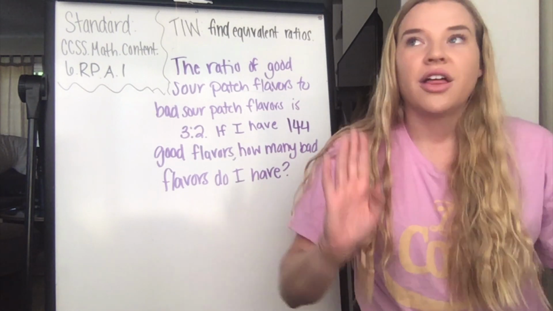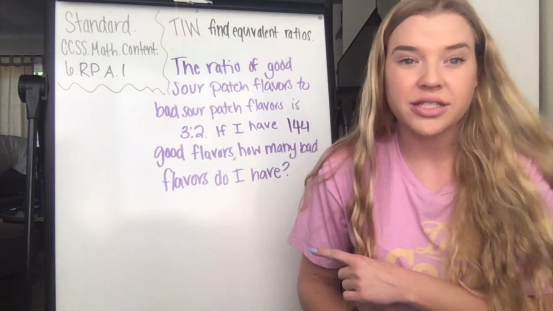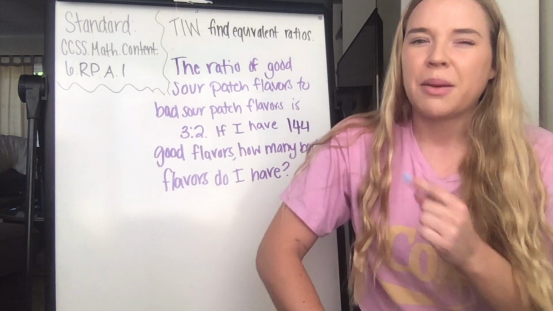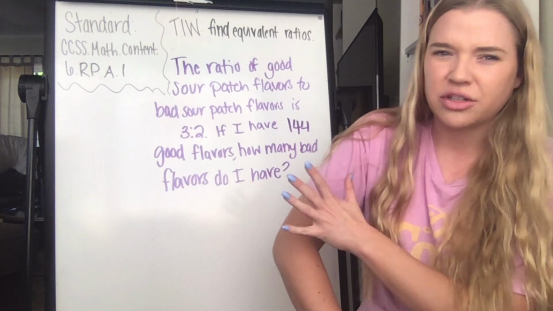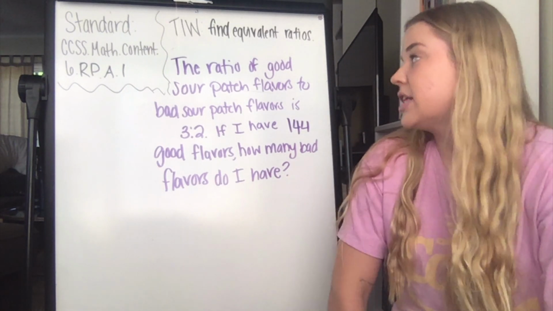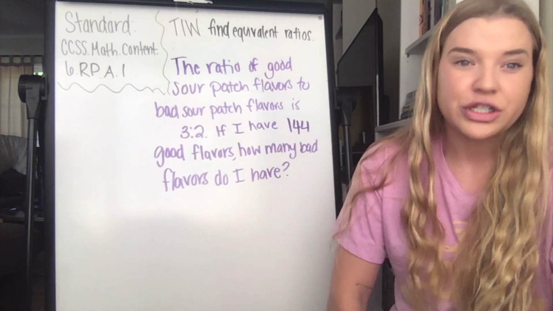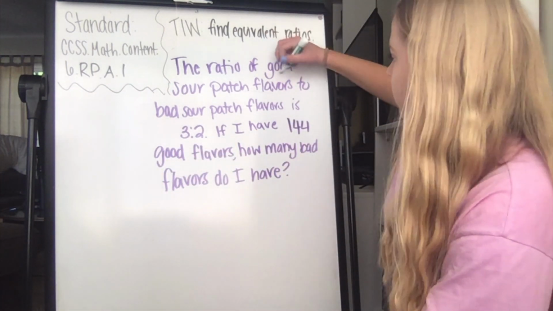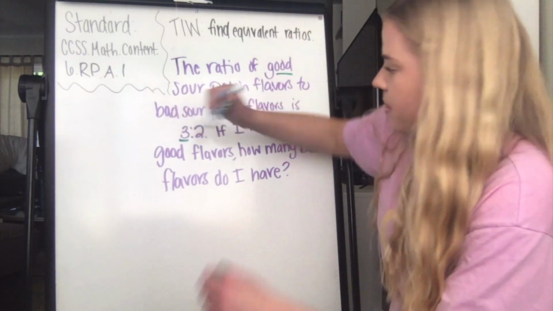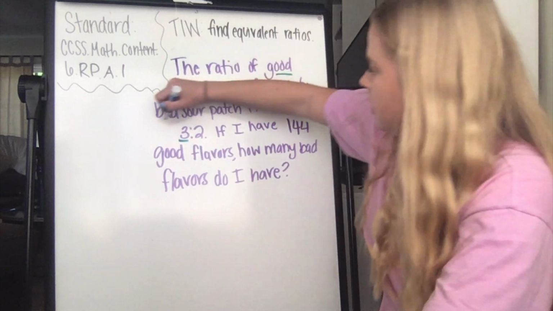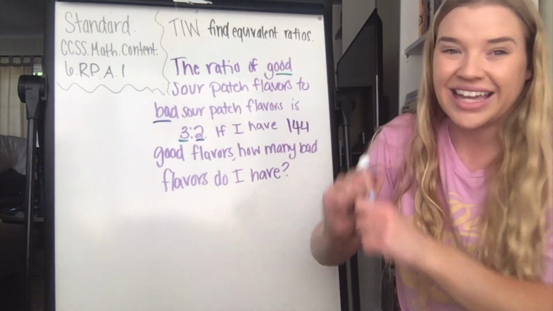So, it's kind of hard to read, but I wanted you guys to pause this and try to set this up before I solved it with you. But I'm going to read it just in case to make it a little bit easier. So the ratio of good Sour Patch flavors to bad Sour Patch flavors is 3 to 2, which means that there are 3 good, because good comes first, right? To 2 bad. I'm going to underline these. Bad comes second. 2 comes second in that problem.